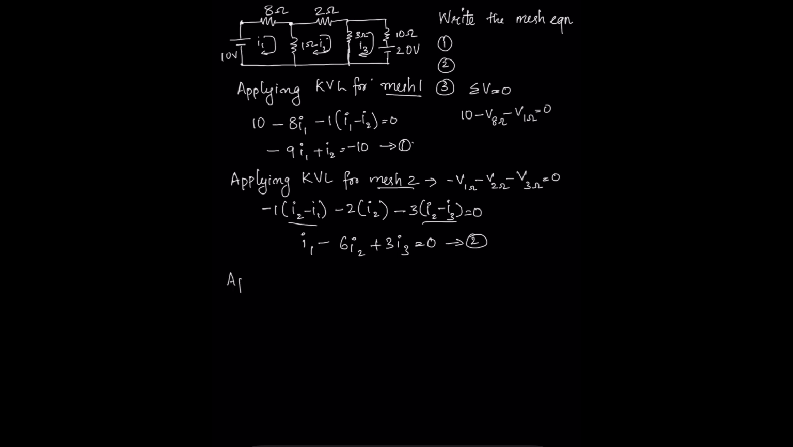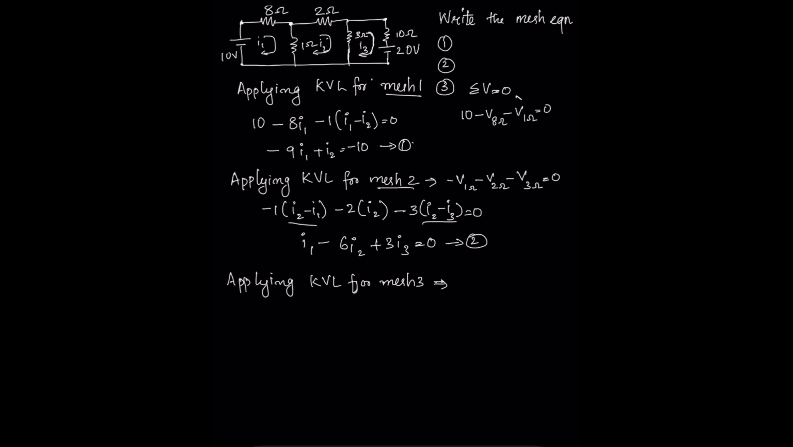Now applying KVL for mesh 3, we can write delta V is equal to 0. There is one voltage source also. Between the voltage source, as we travel in the loop current direction, we can see it is having a positive potential here and a negative potential here, right? So it is moving from a positive potential to a negative potential.